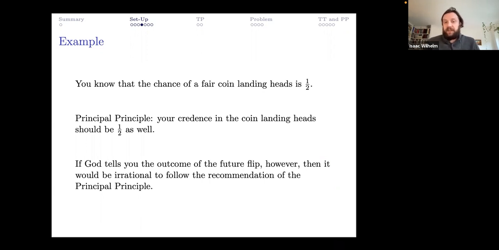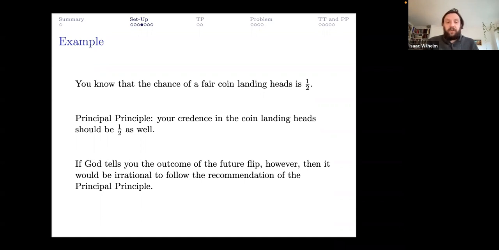The principal principle is acting as a rationality guide, a rational principle that guides the rational credences in that particular proposition. But now suppose that God has just told you, and you know that God has told you, it was very clear that someone came down from heaven and told you that the outcome of this future flip was going to be, say, tails. Or suppose you looked in a crystal ball and you saw that that was going to be the outcome. Doesn't matter how you got the information.